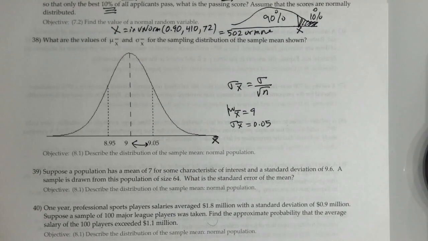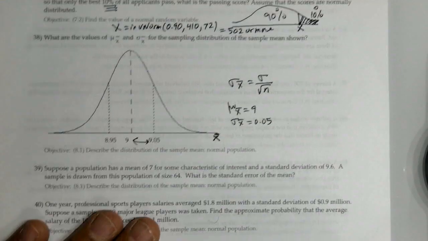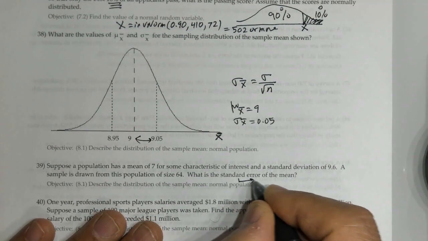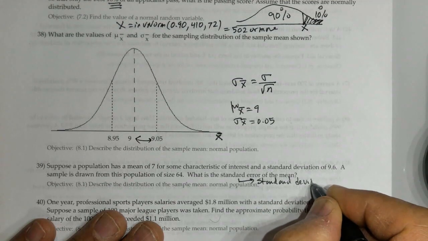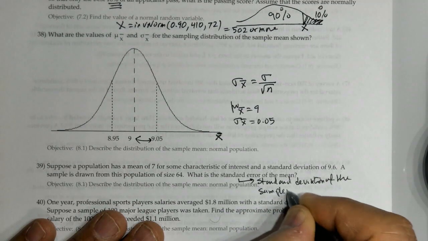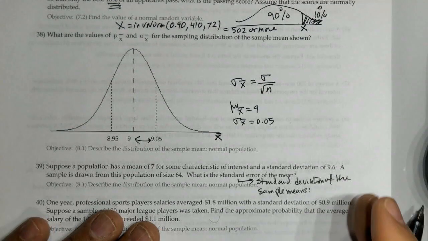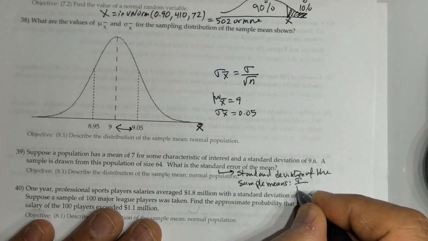39. Suppose a population has a mean of 7 for some characteristic of interest and a standard deviation of 9.6. A sample is drawn from this population of size 64. What's the standard error of the mean? The standard error of the mean is the standard deviation of the sample means, which is always a smaller standard deviation than the original standard deviation. It is sigma divided by square root of n.